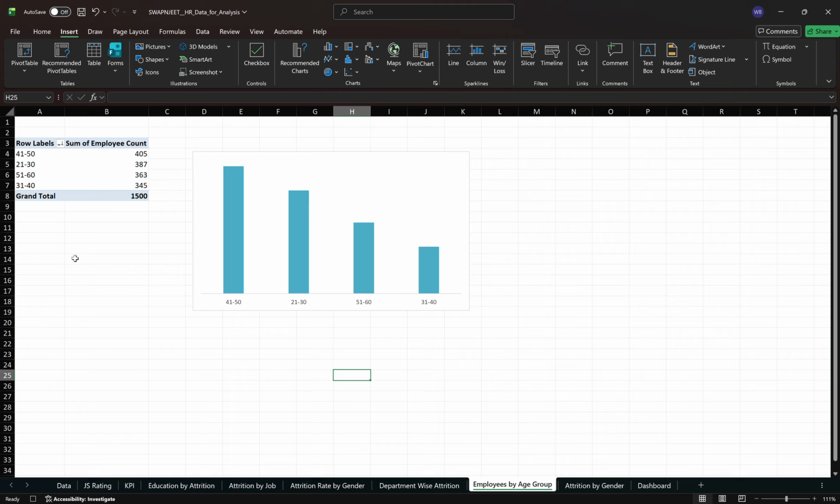Employees by age group: a total of 1500 employees have been hired by the Swapnjeet group. For the total, most were seen in the 41 to 50 age group.